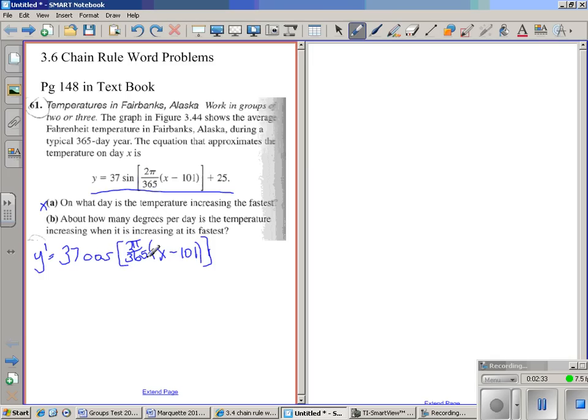And do consider where these inputs come from. 2 pi over 365 means the period is going to be 365 days. And this is a cosine curve shifted 101 days to the right. Okay. What is the derivative? Now, I have taken the derivative of the sine function. I have not differentiated the interior of that sine function, which is right here. So I have to differentiate the inside and then multiply by that derivative. Okay, so we multiply by that derivative.